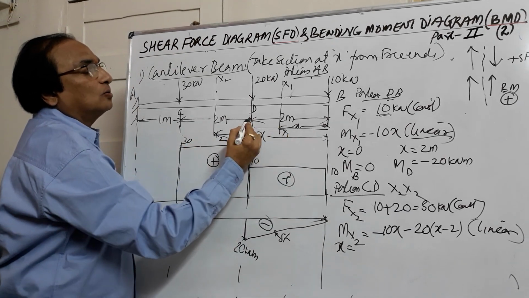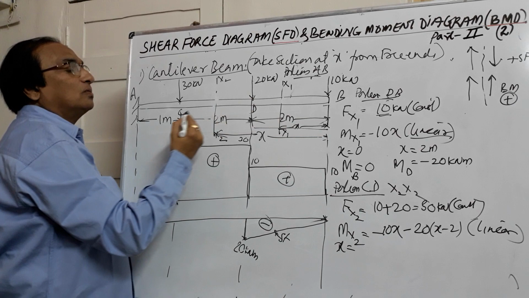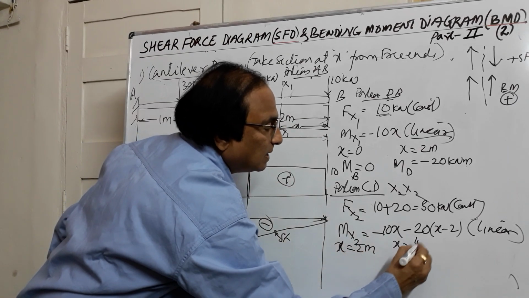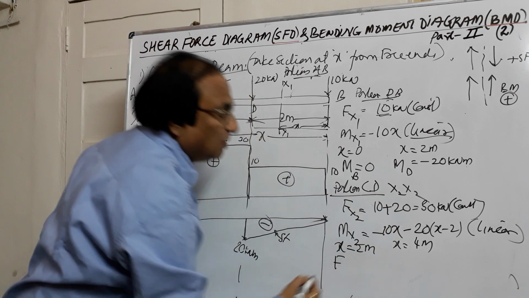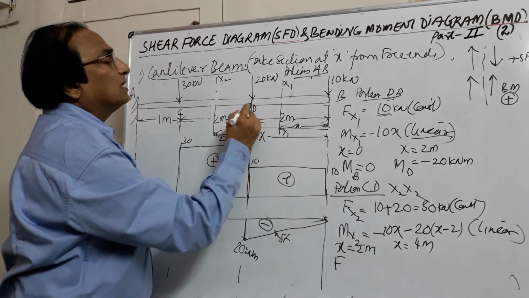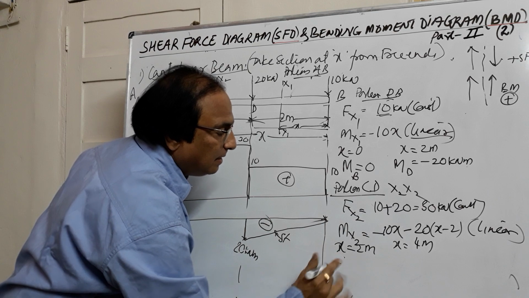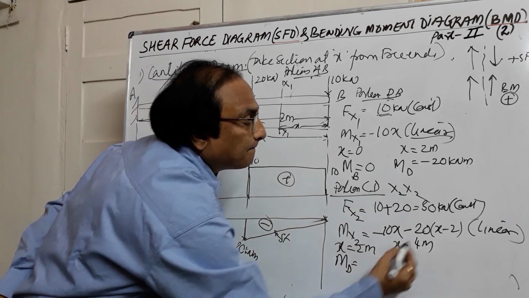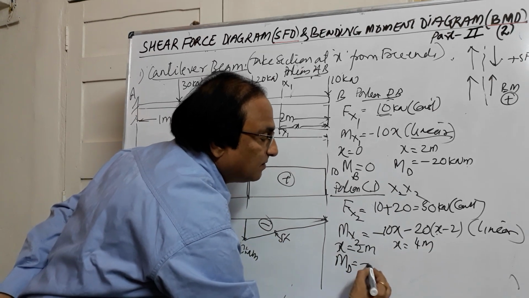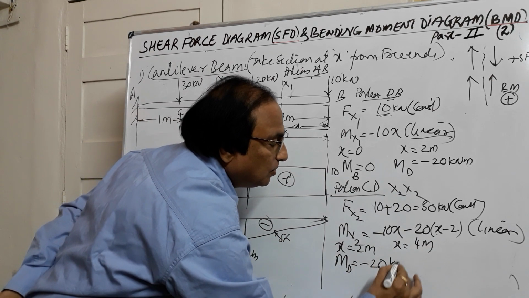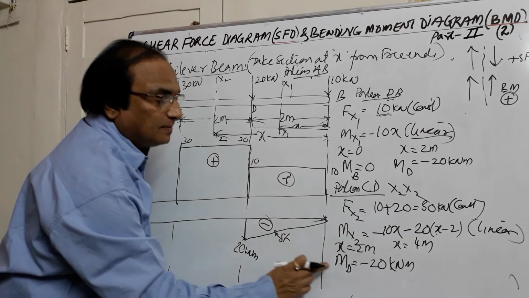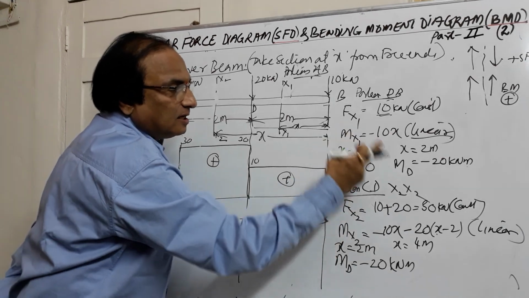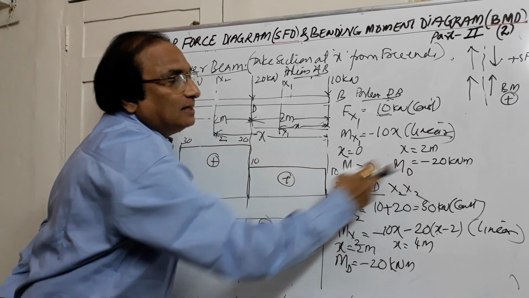So x will be equal to 2 meters to x is equal to 4 meters. If you substitute x is equal to 2 meters, it is the bending moment at D. So the 2 gets cancelled, and we are left with only minus 20 kilonewton meter. This is the bending moment at D. We already saw in the earlier portion that the bending moment at D is minus 20.